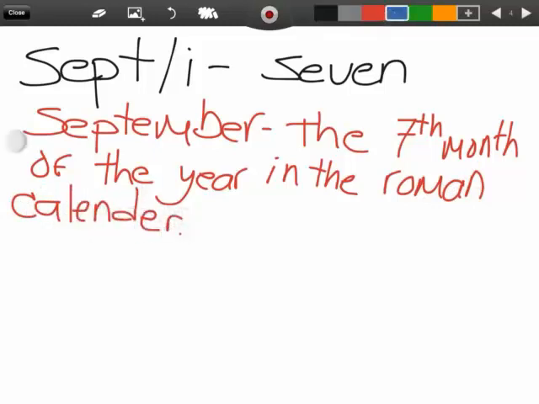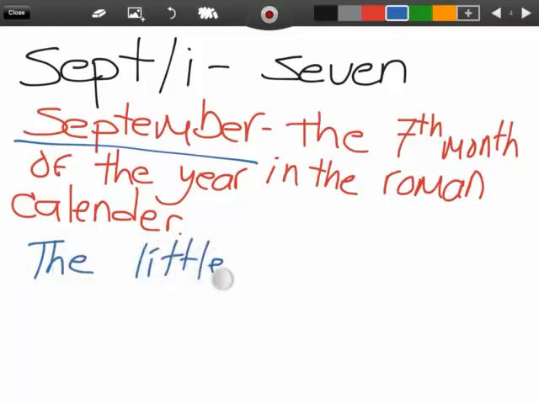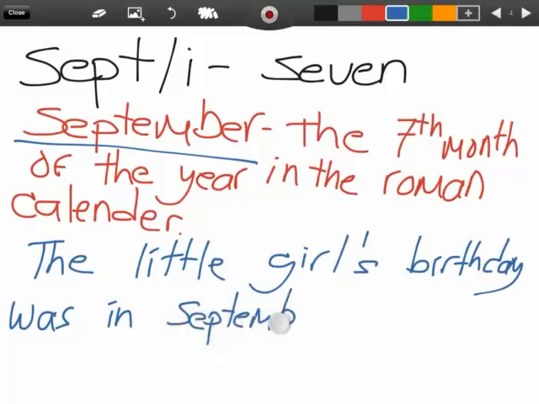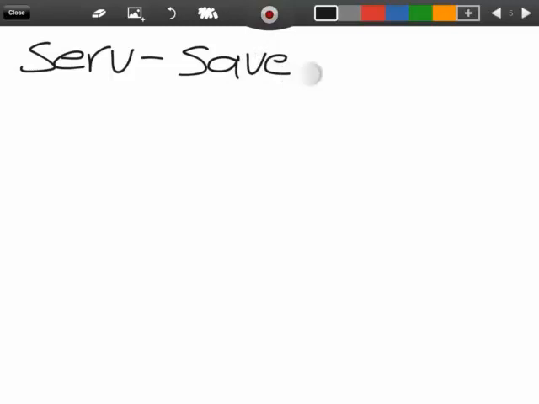I'm going to go ahead and use September in a sentence. I'm going to go ahead and read that to you. The little girl's birthday was in September. Moving on to our next root is serve. And that means to save or keep.